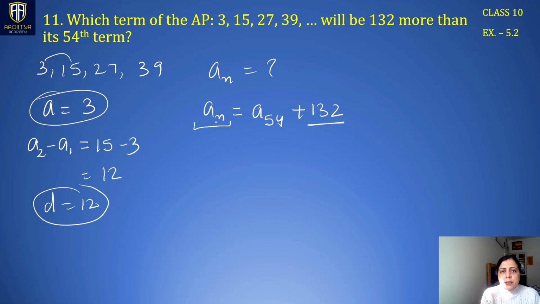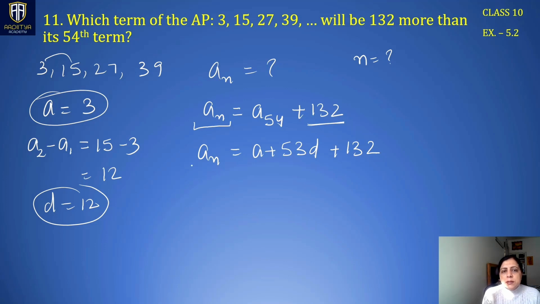But first of all we find an. Then we will look for n for an. Right? So which term is 132 more than? An is written as an. A54 can be written as A plus 53D plus 132. Right? Now this cannot be solved further.